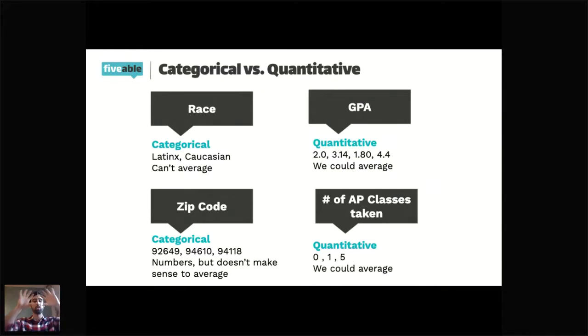Remember, population is the entire group. Sample is a small subset from that group that is representative of the group. So GPA is a great quantitative variable. Also, the number of AP classes taken. That's quantitative. We could average that number. You could be taking 0, 1, or if you're super ambitious, you could be taking 5.